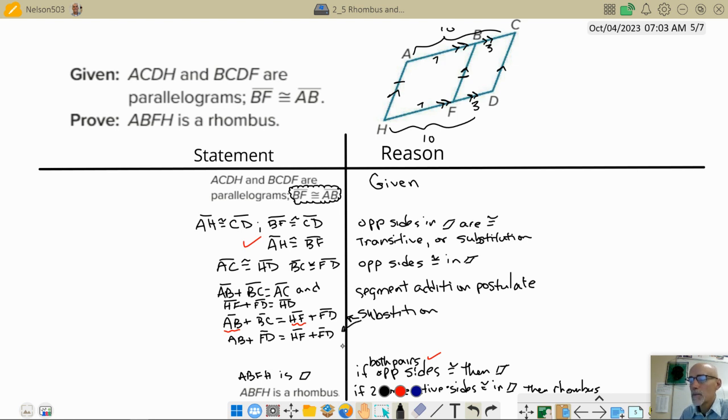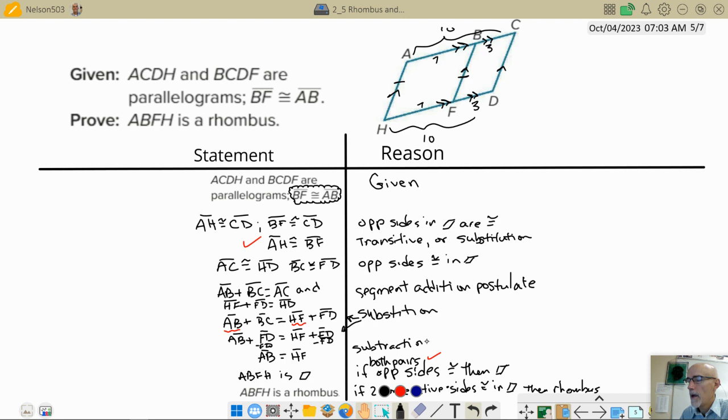Now I'm going to do subtraction. If I subtract FD from both sides, this part doesn't usually show up in a proof where you actually show the subtraction part, but I'm going to put it down here. If I subtract FD from both sides, I'm left with AB equals HF. Okay, now again, I'm using my equals and congruence symbols pretty flexibly. So hopefully that's okay with you. So I'm doing subtraction there.